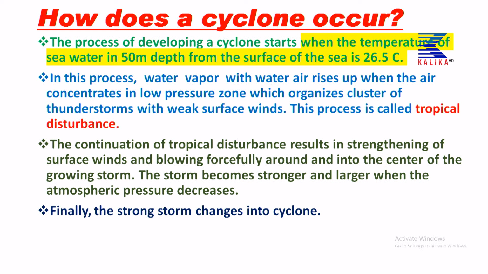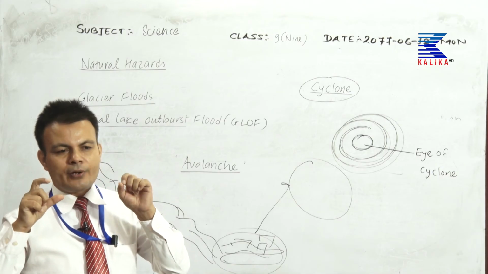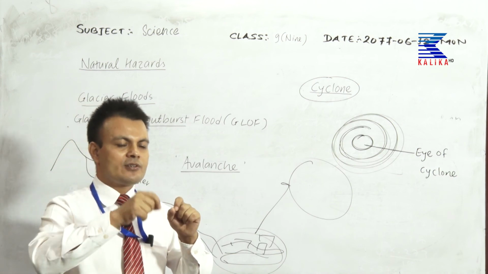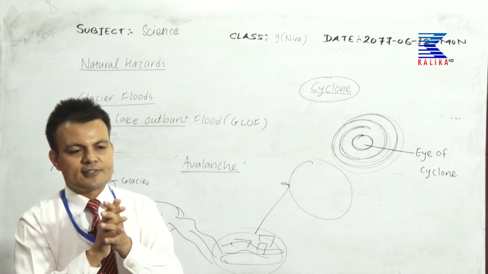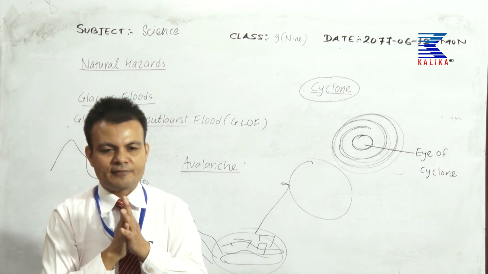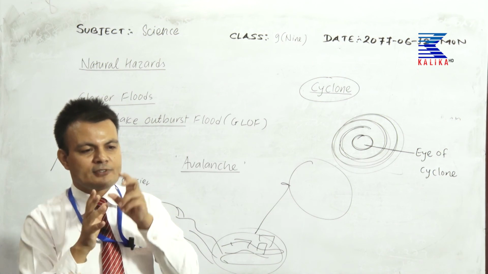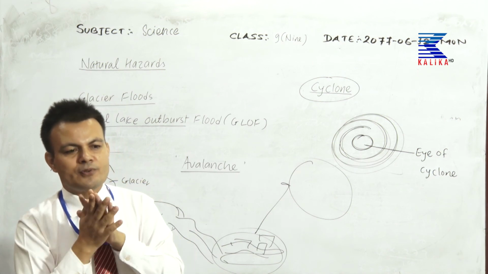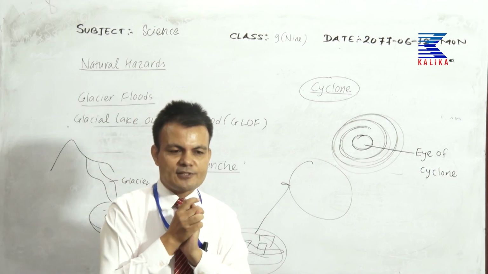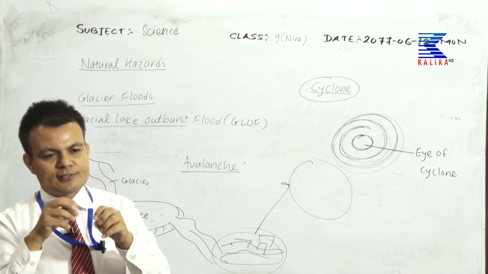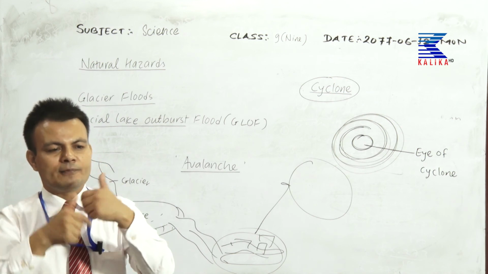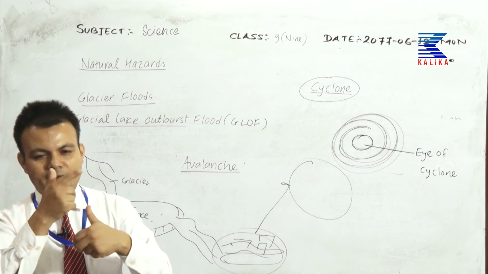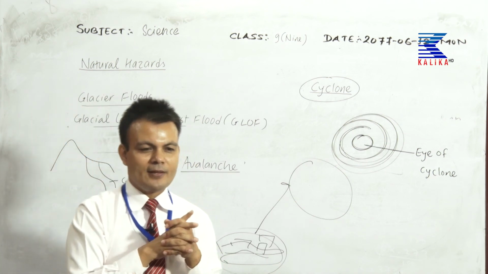So what is the gist? The gist is that at the tropical region, when the temperature of the ocean increases up to 26.5 degrees Celsius or maybe greater than that, then there is occurrence of some sort of tropical disturbance. What does it mean? It means there is a low pressure zone that causes the movement of the fluid water in a circular motion, causing the thunderstorm.